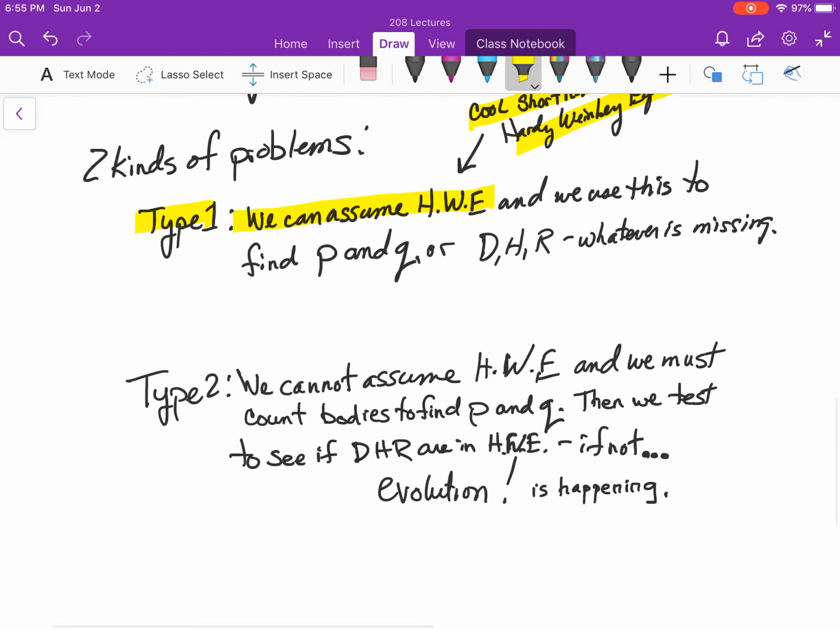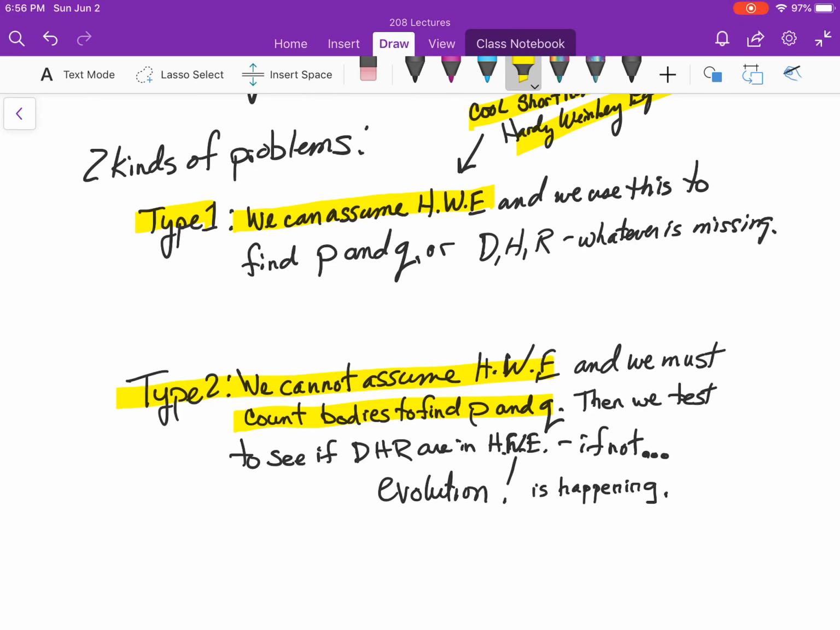Now, let's go to type 2 problems, which are a little trickier. In these, we cannot assume Hardy-Weinberg equilibrium, but we're usually given some other information. We have to count bodies, I like to say, to find p and q. That means we have to count up the number of homozygous recessives to find q squared, right? The number that's R. Or we have to actually grind up all the individuals and find out how many are big A's and how many are little a's. They usually give us a genetic test in these so that we know how many heterozygotes there are, because you can't really solve the problems if you don't know how many heterozygotes there are.